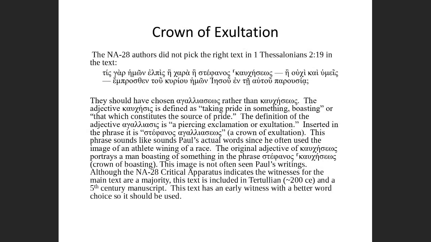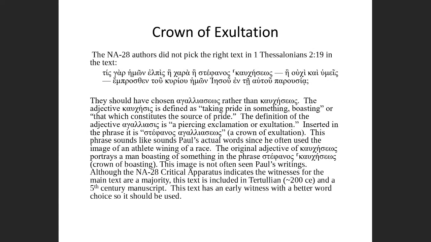So how do you look at it? Let's say I want to say in my post that the NA-28 authors did not pick the right text. How would I say that? I would say the NA-28 authors did not pick the right text in 1 Thessalonians 2:19 in the text, and then I give the text. They should have chosen agaleus instead of kathous. The adjective kathous is defined as taking pride in something or boasting, or something in which they have pride.